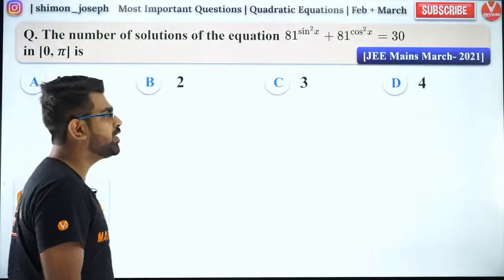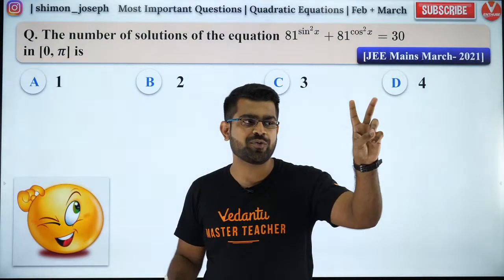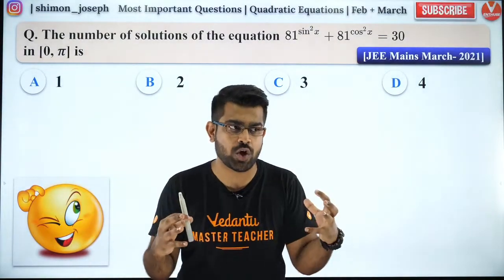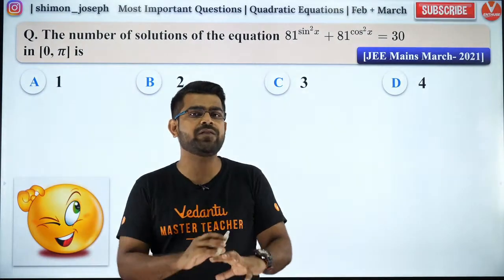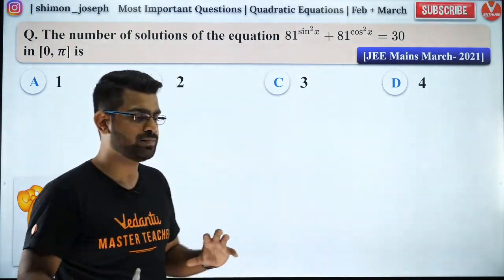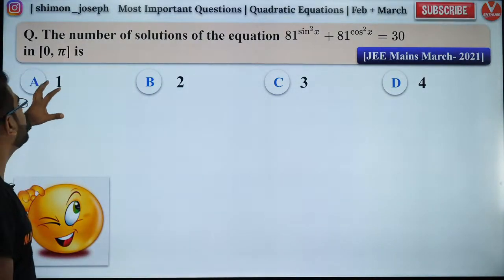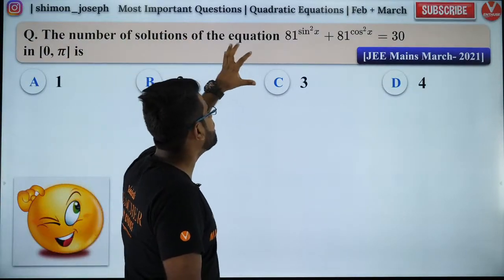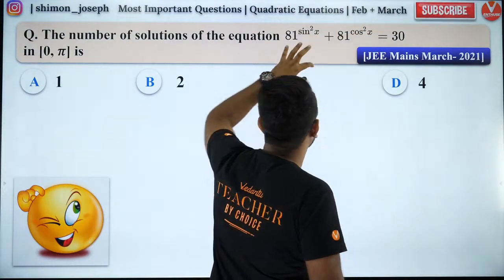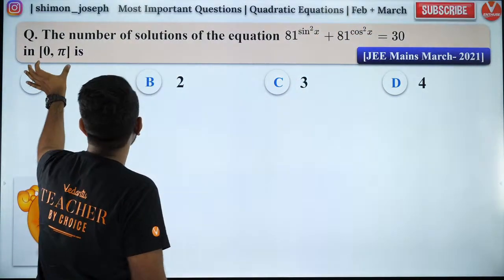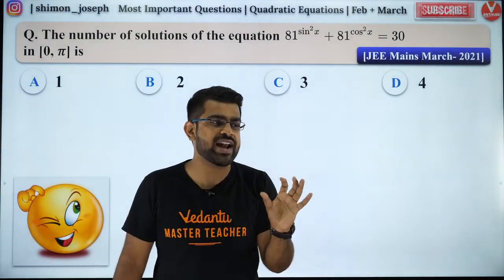The very first question is right on your screen. I'm going to give you guys exactly 2 minutes of time to think about it, try to solve it, after which I will solve it for you guys. Please get started. Everybody do it. Every single person. Fantastic, Ankit. That is the spirit. I want you to find the number of solutions of the equation 81 to the power sine square x plus 81 to the power cos square x equal to 30 in this interval 0 to pi. So how many solutions will you have? That is the question.